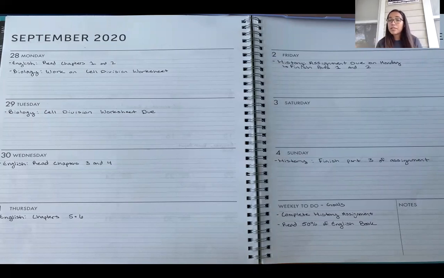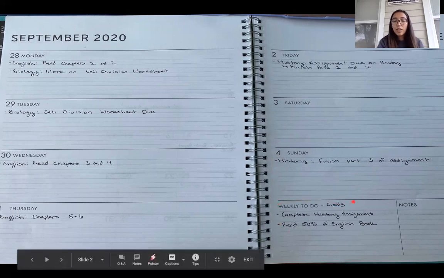What your weeks are going to consist of is you are going to write any due dates you have this week, smaller assignments you need to do that week, and your weekly goals and your plan on how to reach those goals is going to be the most important part. So as you can see on this page, I have weekly goals right here. My goals for this week are to complete a history assignment and to read 50% of the English book. So how am I going to reach these goals?